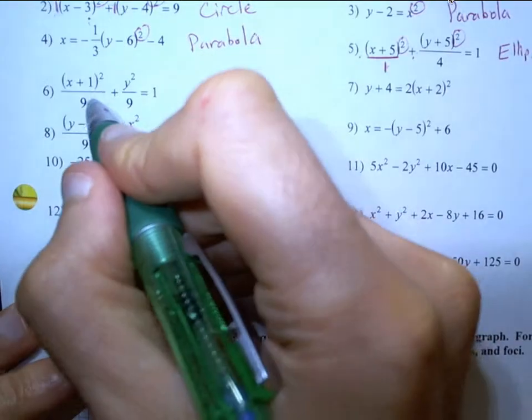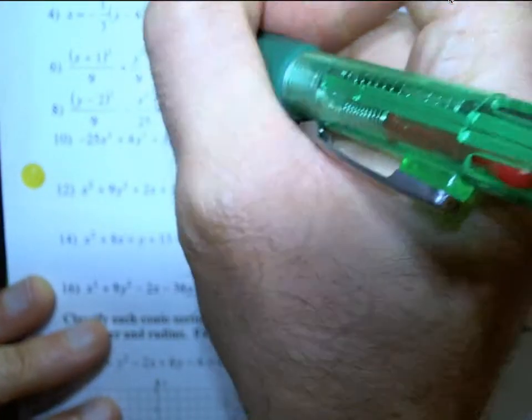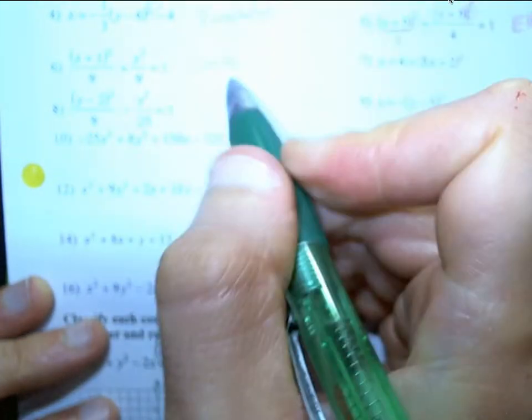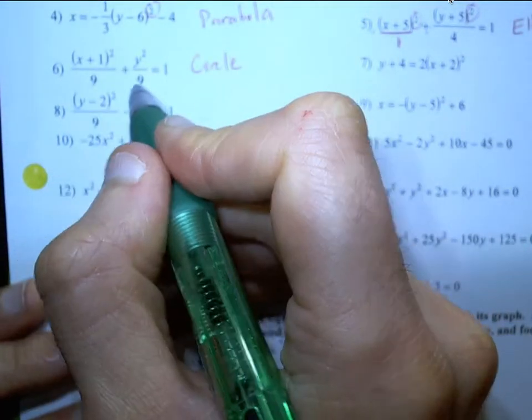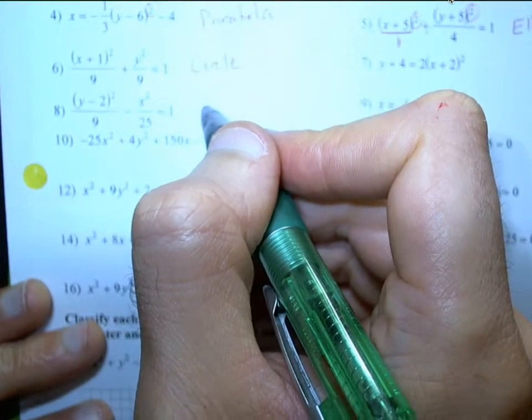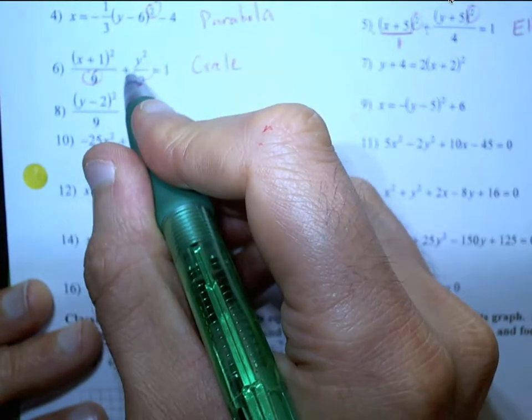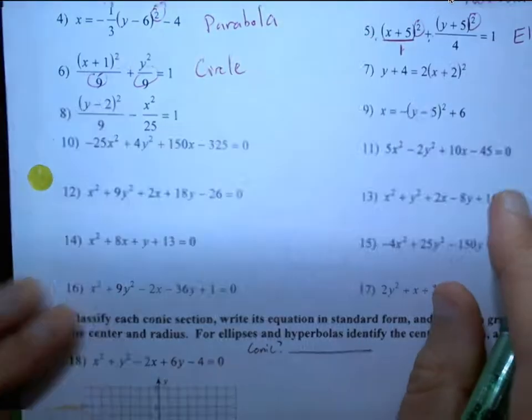For number 6, what do you think it is? Circle is correct. It kind of looks like an ellipse, though. Why do I know it's a circle and not an ellipse, Alex? Exactly, same denominator. It's not stretched one way or the other more. It's a plus sign. There's two squared terms. Very good. It's a circle.